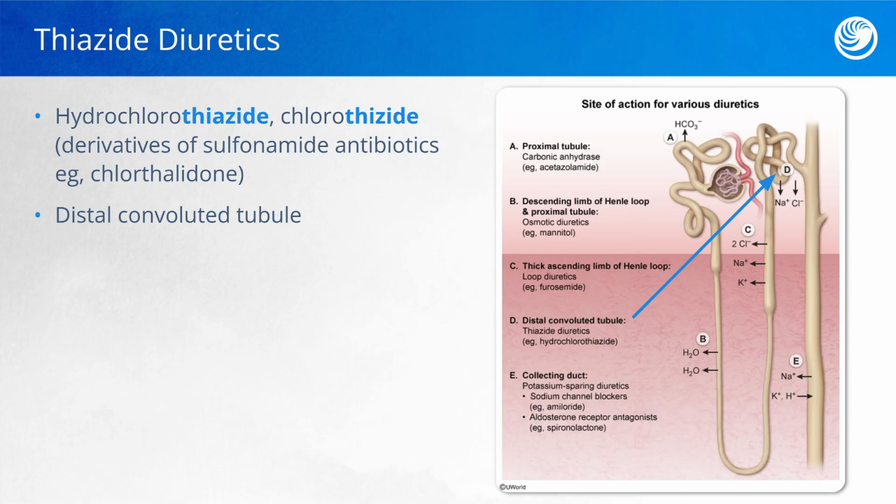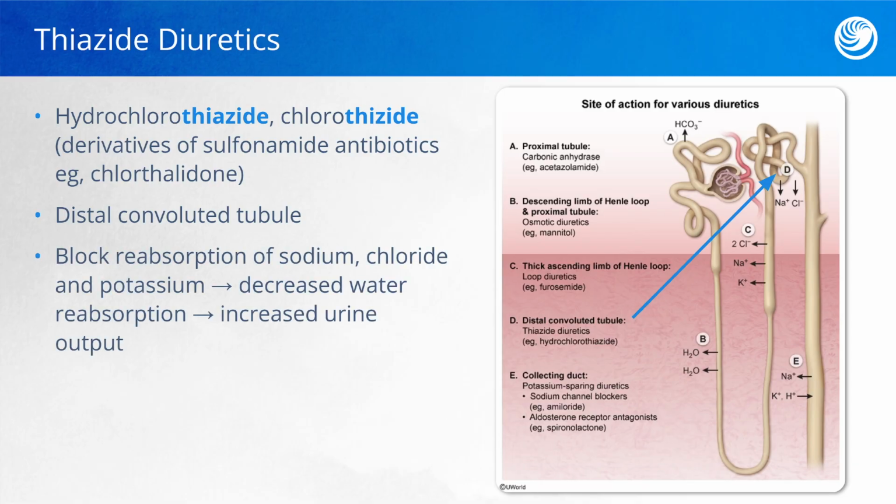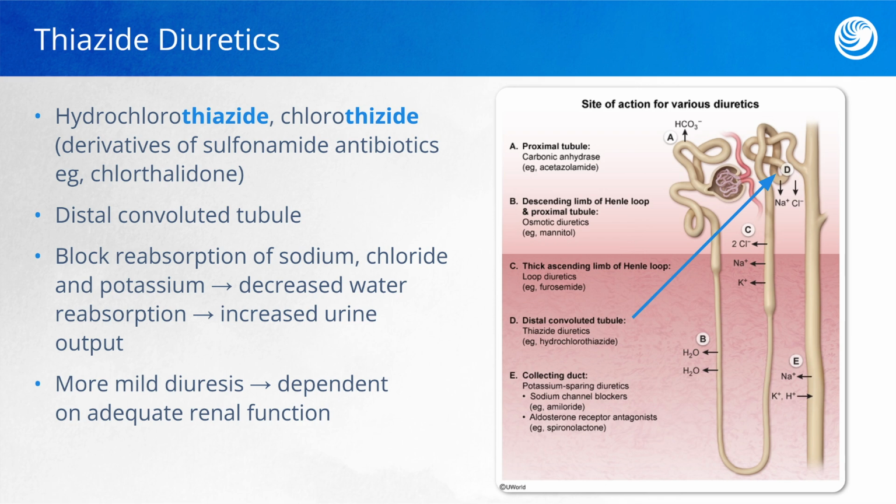Now, similar to loop diuretics, thiazide diuretics also block the reabsorption of sodium, chloride, and potassium. So again, this will also lead to decreased water reabsorption. However, only about 5% of sodium is reabsorbed in the distal convoluted tubule, so this will mean a much milder diuretic effect. This diuretic effect is even further diminished in clients with renal impairment, as these clients will have more proximal sodium reabsorption, so there's even less sodium delivered to the distal part of the nephron. Because there's no sodium reabsorption to block, thiazides will have little to no effect.